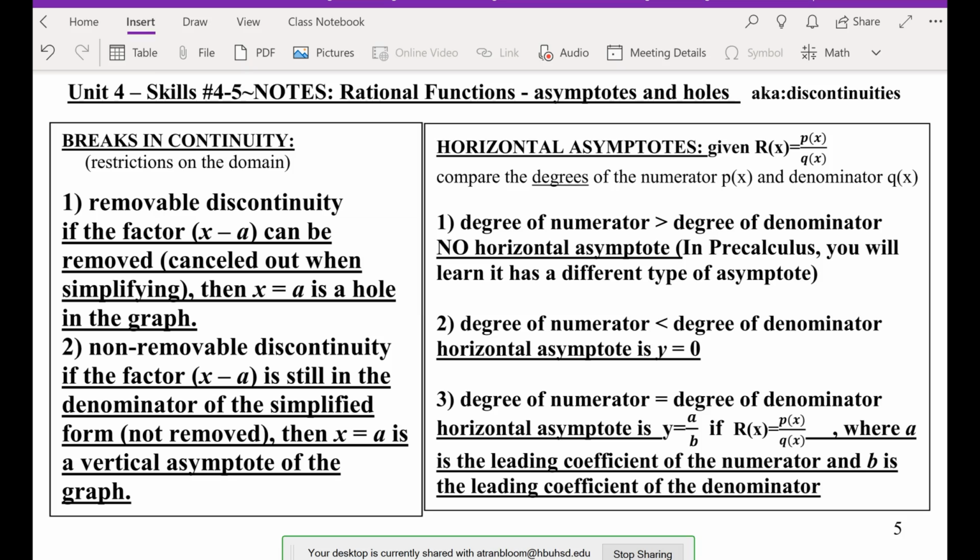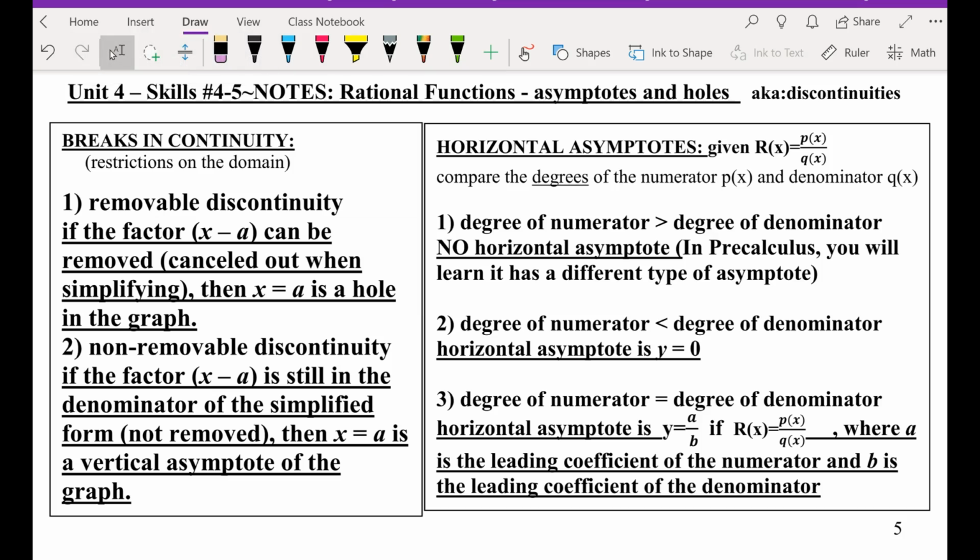Okay. So first it says a removable discontinuity if the factor x minus a can be removed. That's why it's called removable, aka it can be canceled. Then that means at the location, so if I take this, set equal to 0 and solve for it, would you agree that x equals a? So at that location, it's a hole, i.e. I'm going to make up an example really quickly, and you should definitely write this in your notes, okay? What do I mean by that?